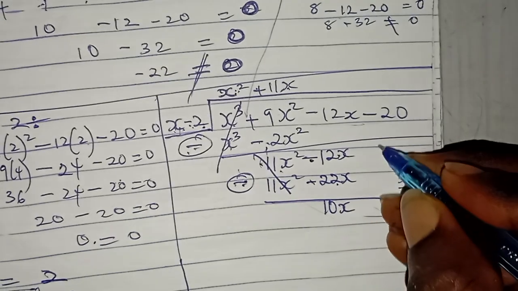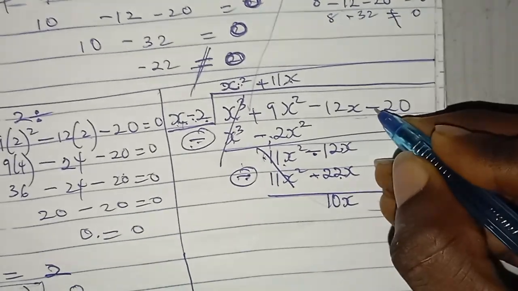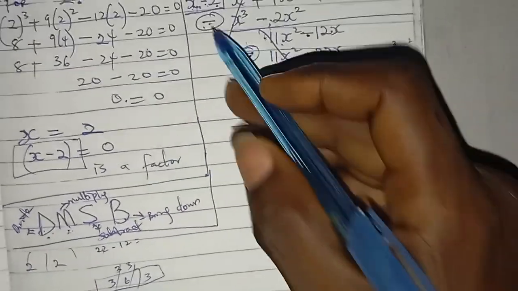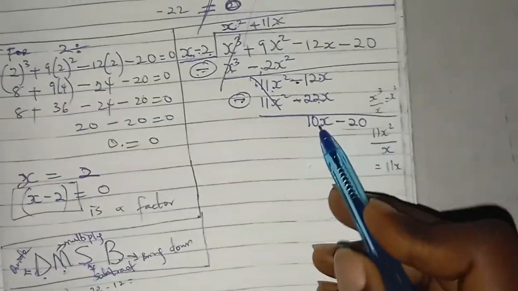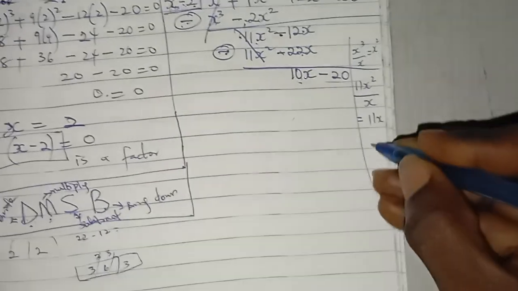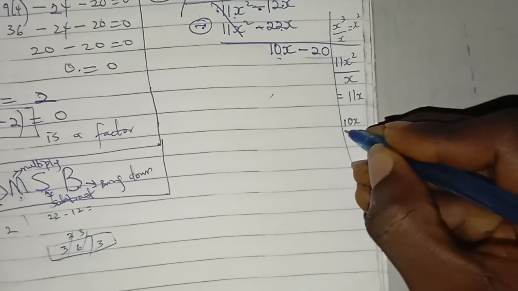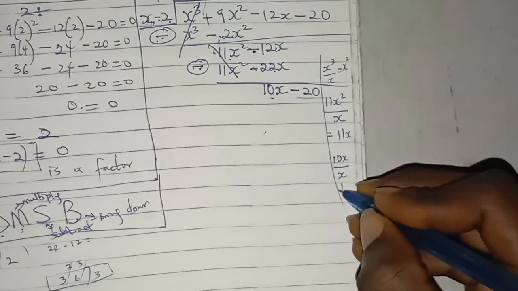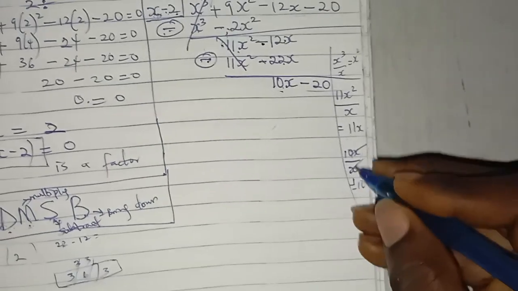So now, next thing after subtraction is to bring down. We'll bring this down, minus 20. Alright, we'll repeat the procedure. I have 10x here, then I have the divisor. So you always use whatever you have and the divisor. So I'll do 10x divided by x, this x. I'll have equals to 10. This will cancel this. I have 10.